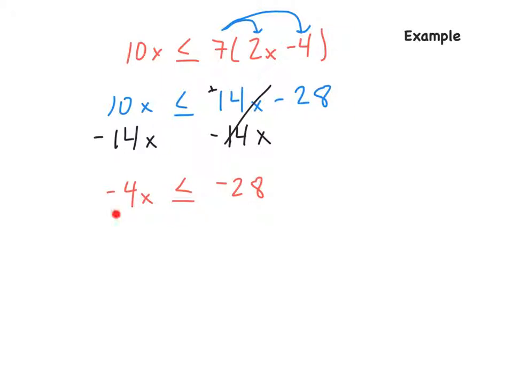Now we have negative 4 times x. The opposite of times x is divided by, so we must divide by negative 4 on both sides. So now we have x, and since we divided by a negative, what do we have to do with this sign? We must flip it. Flip the sign. So negative 28 divided by a negative 4 is a positive 7. So x is greater than or equal to 7.